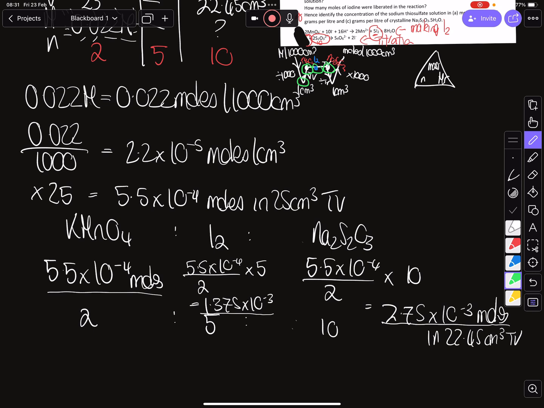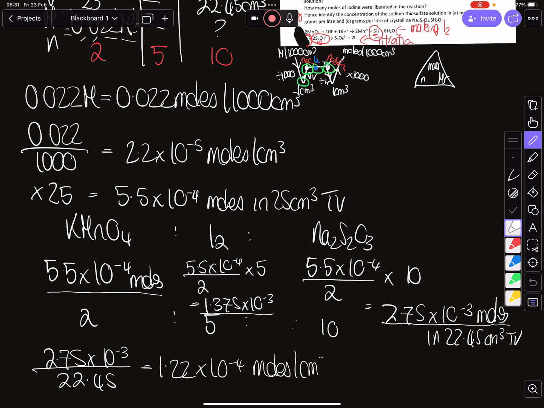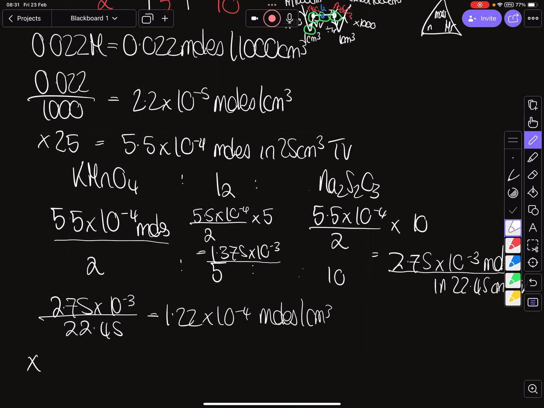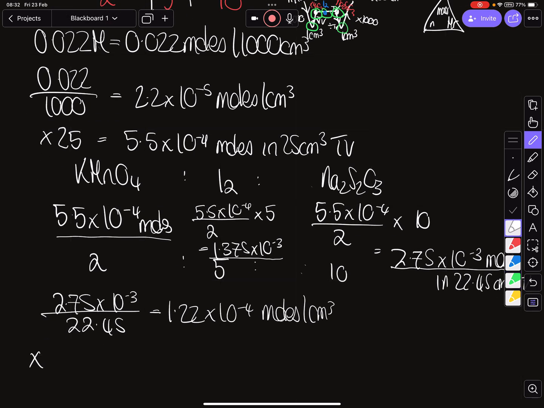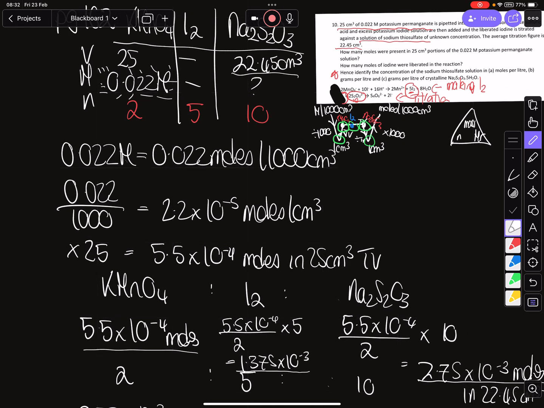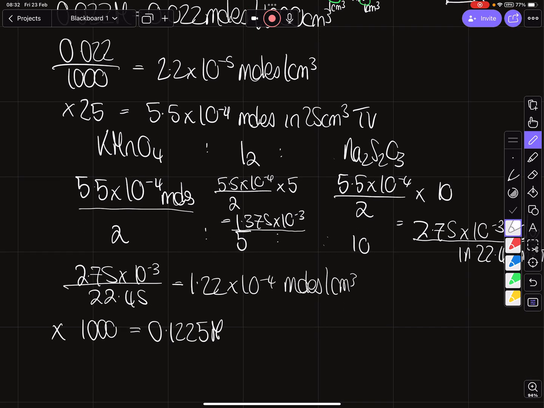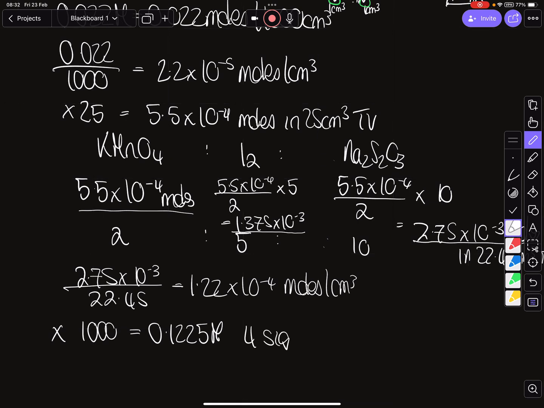So our last little bit is to take 2.75 by 10 to the minus 3. We're going to divide that by the titer volume to find out what's in 1 centimetre cubed. That gives 10 to the minus 4 moles per centimetre cubed, and then finally to turn that into a big M value, in our W, we just got to here. So we're going to multiply this by 1,000, and when we do that, we get 0.122, I'm going to stop at 5. So if you look at our data table up here, we have 4 significant figures. So unless I'm told otherwise, I'm matching this to 4 significant figures down here.